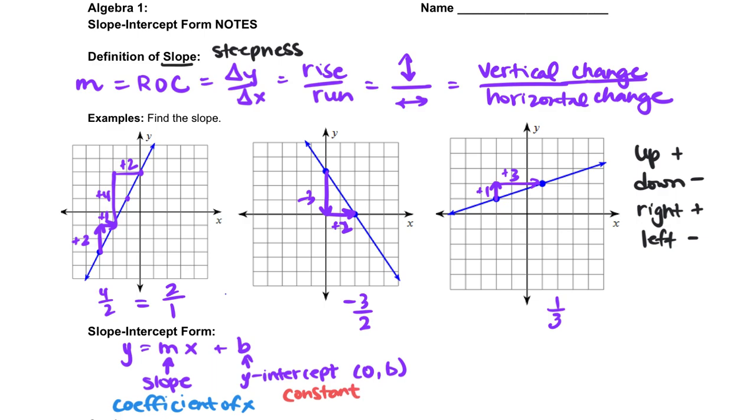And the reason I'm pointing this out is because if your equation is written y equals a number plus mx, b plus mx, so it's reversed, the slope is still going to be the coefficient of x. This is still the slope, even though it's the second number that you see in your equation, and the b value is still the y-intercept.